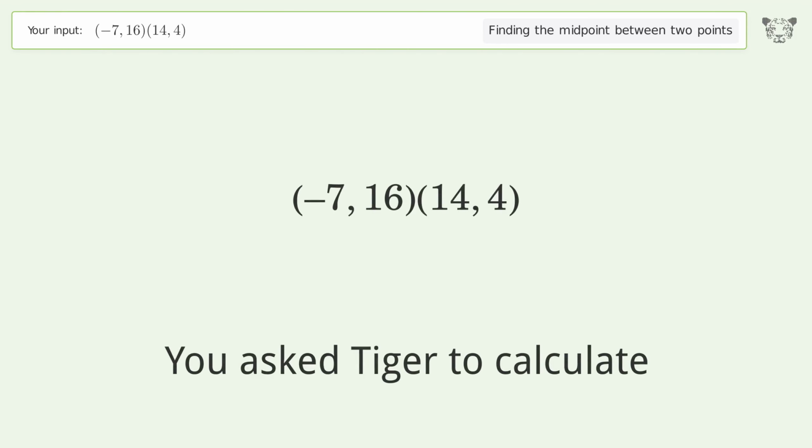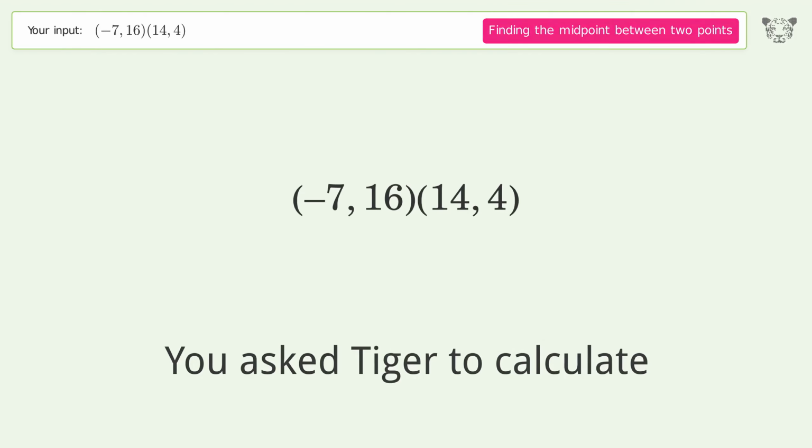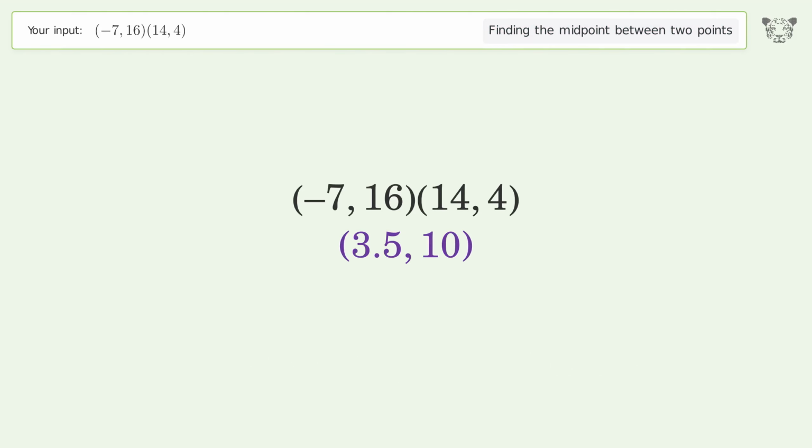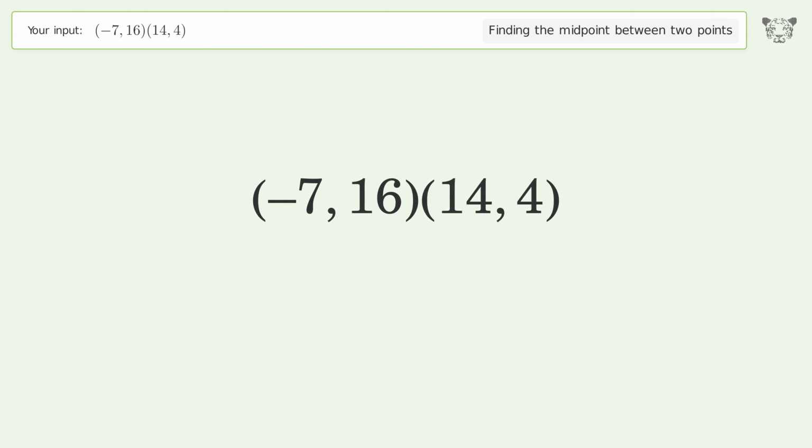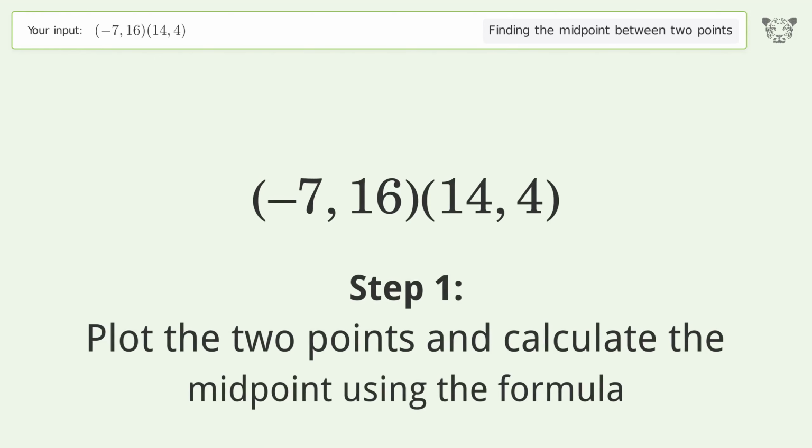You ask Tiger to calculate. This deals with finding the midpoint between 2 points. The midpoint between the 2 points is 3.5, 10. Let's solve it step by step. Plot the 2 points and calculate the midpoint using the formula.